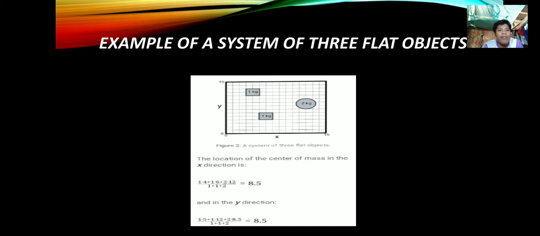So the x-coordinate of the center of mass is equal to 1 times 4 plus 1 times 6 plus 2 times 12, all over 1 plus 1 plus 2, which is the total mass, and is equal to 8.5. And in the y direction, 1 times 5 plus 1 times 12 plus 2 times 8.5, all over 1 plus 1 plus 2, is equal to 8.5.